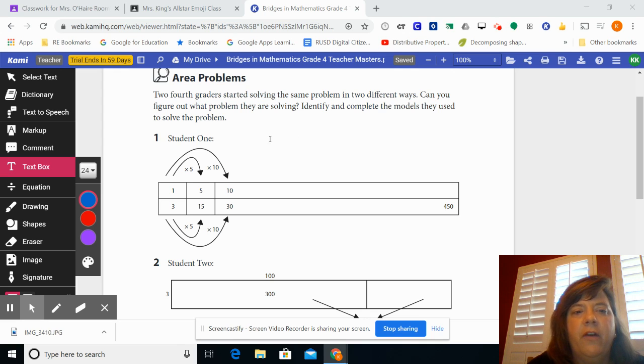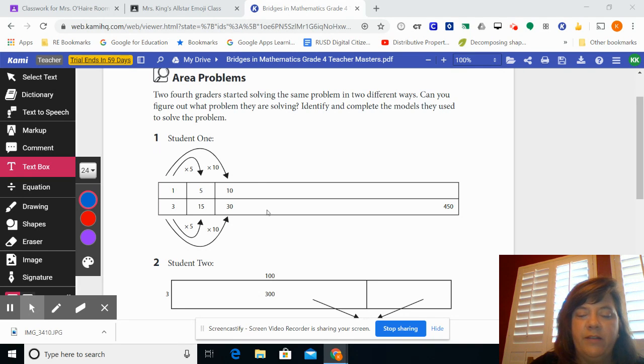Hi everybody, today for our math problem we're going to be working more with area, and I have two problems here for you to look at. It says two fourth graders started solving the same problem in two different ways. Can you figure out what problem they are solving? Identify and complete the models they used to solve the problem.